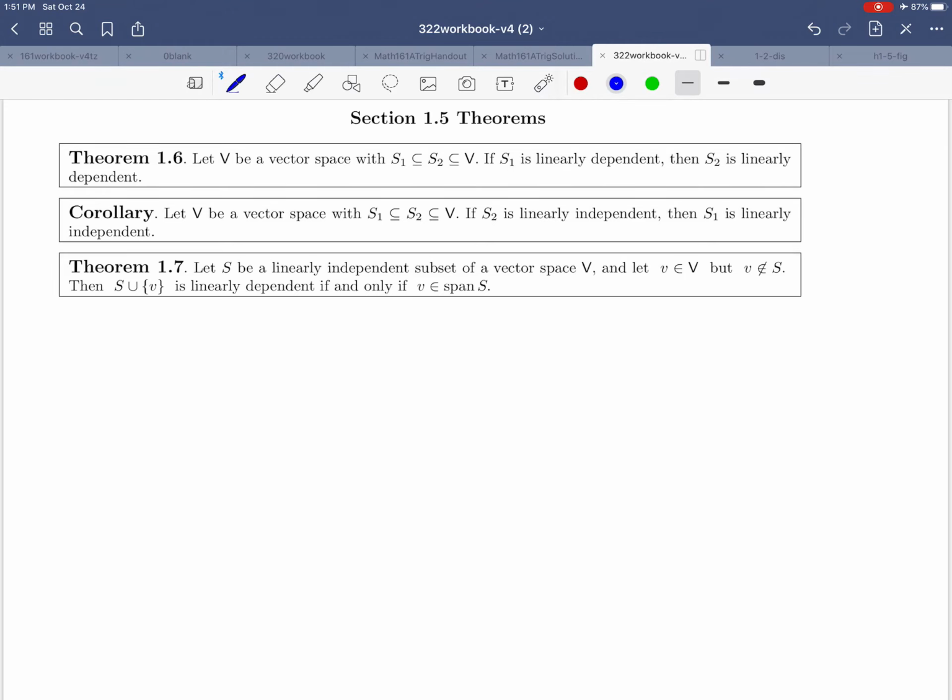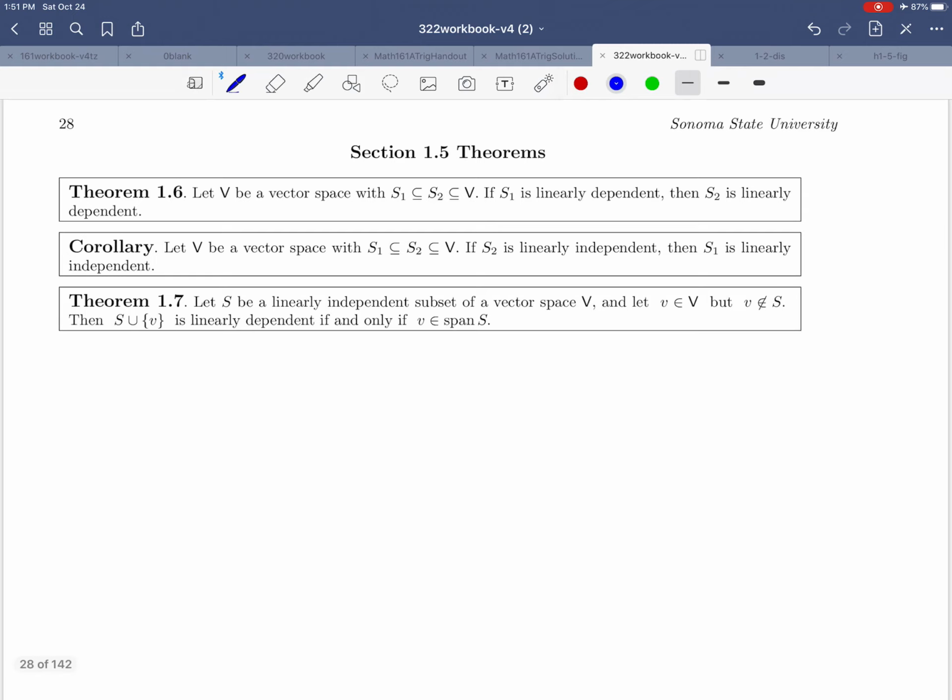Hello everybody, and welcome to page 28 in the workbook. And this is the end of the section that we're currently working on. Just going to state some theorems about linear dependence and independence. Okay, so we'll start with theorem 1.6.